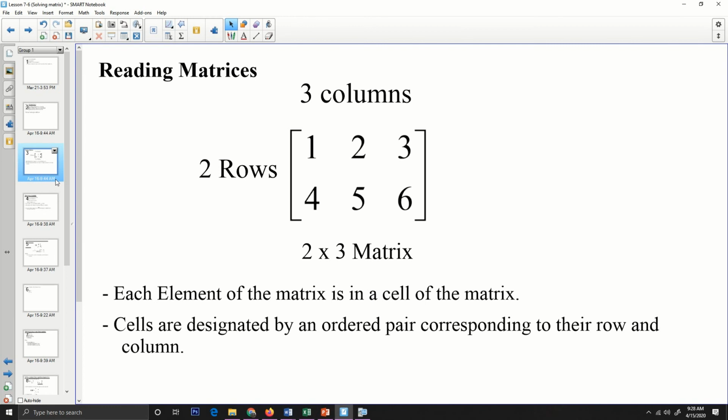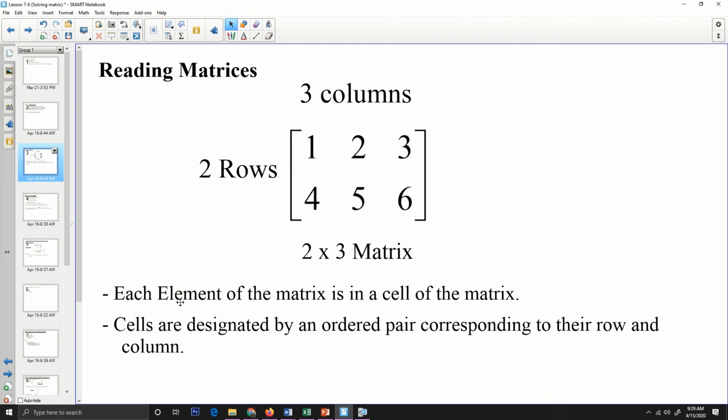If we want to talk about what a matrix looks like, a matrix usually has brackets around it, and then it has a set of data in it. And that data is organized by rows and columns. So this matrix has 2 rows and 3 columns, and we would call that a 2 by 3 matrix. So the numbers here are the rows by the columns.